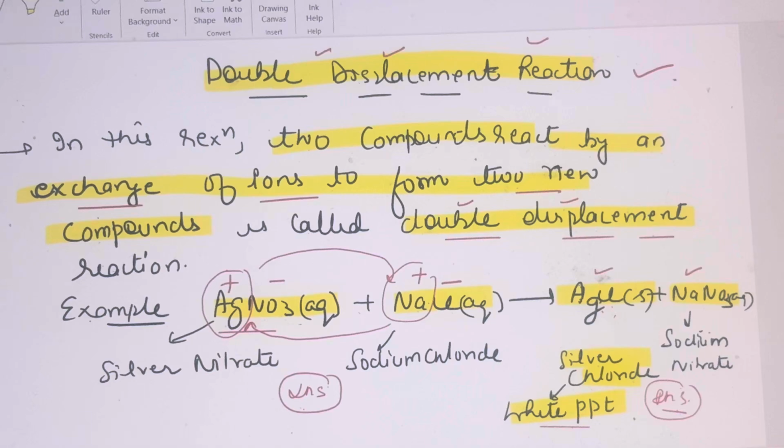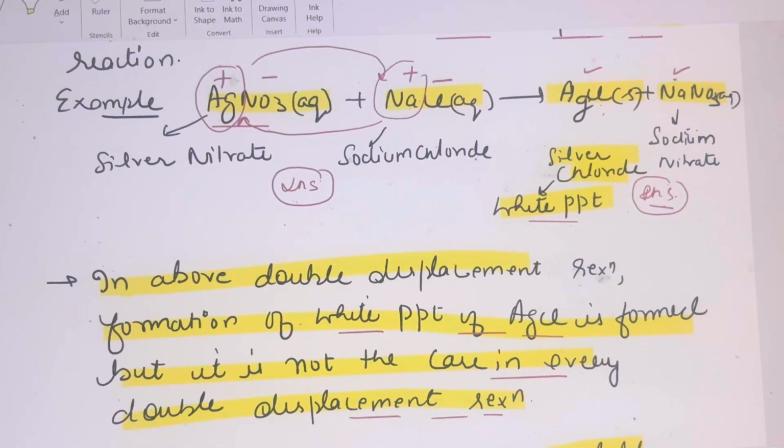In this case silver chloride and sodium nitrate is formed. So this is an example of double displacement in which there is exchange of the two ions of the two compounds to form two new different compounds. And in this double displacement reaction, students, white precipitate of AgCl is also formed. But students, it is not always the case that in every double displacement reaction precipitation occurs. Sometimes soluble products are also formed.